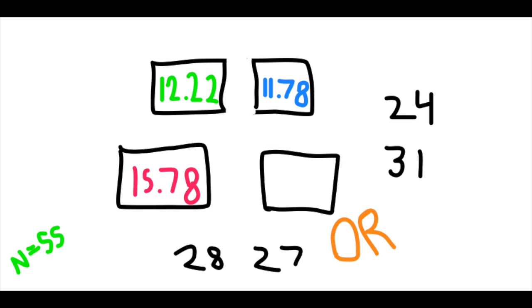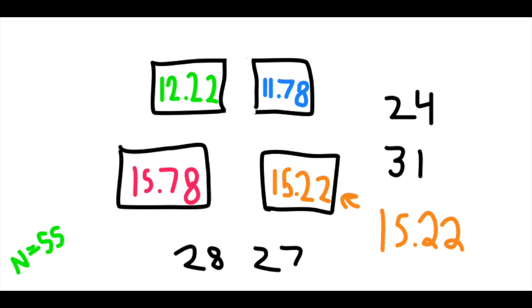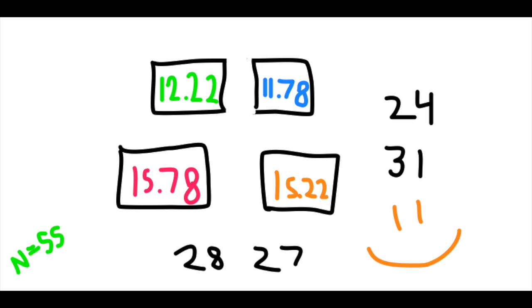Alright, 27 times 31. Or you could take the column total minus the one that's already there, and what you'd get would be 15.22, which would be the same thing if you did what we've been doing this whole time.